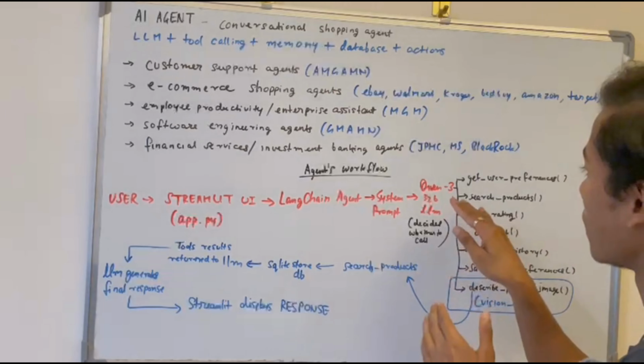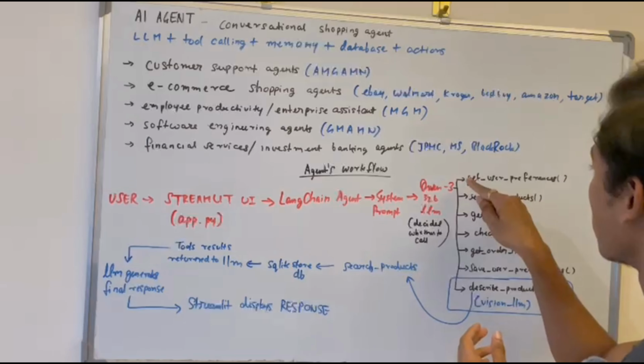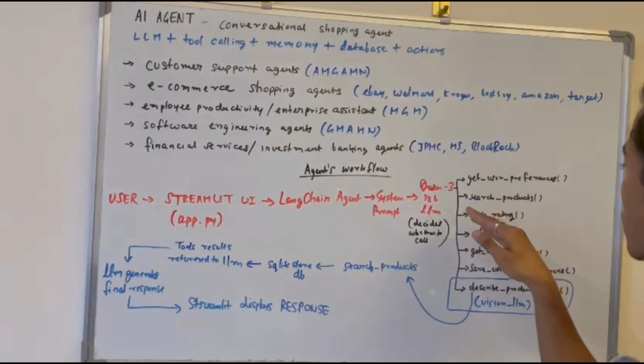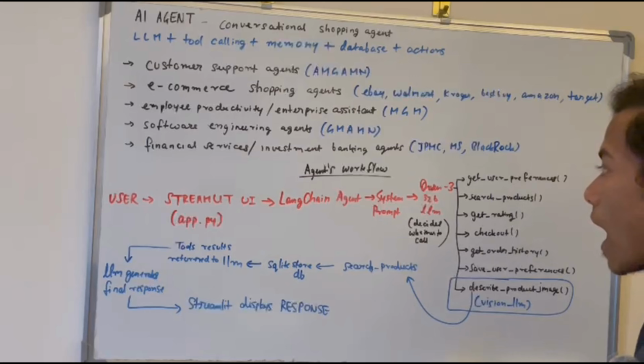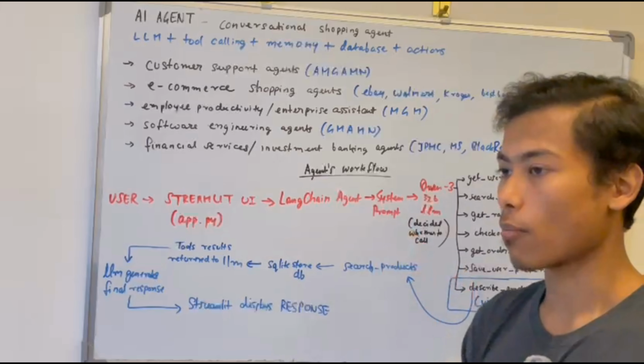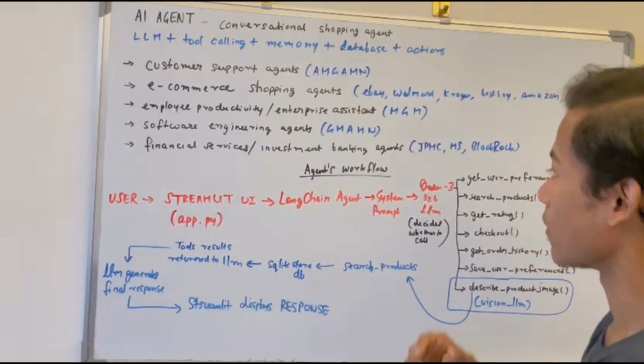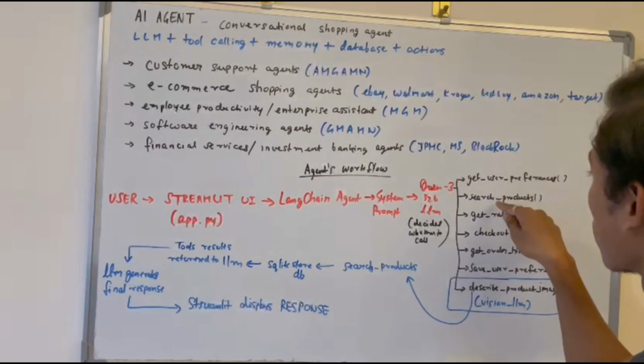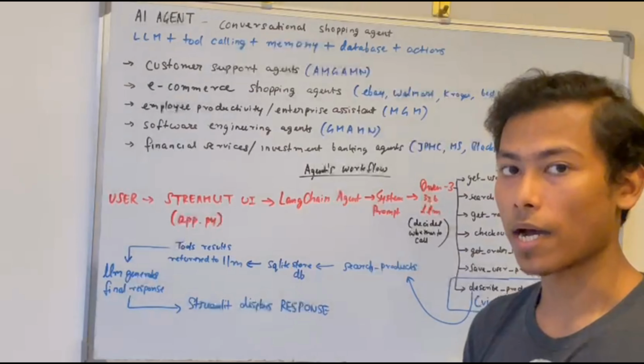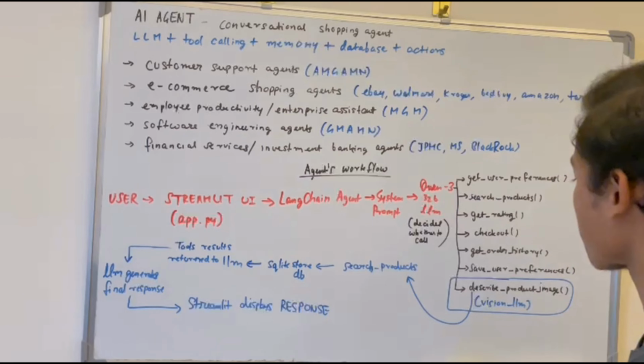And I have given it access to multiple tools. The multiple tools are get user preferences, search products, and so on. And based on the system prompt and the other prompts that I've given to the LLM, it has the autonomy to decide whether it should call this tool or that tool based on my input prompt.